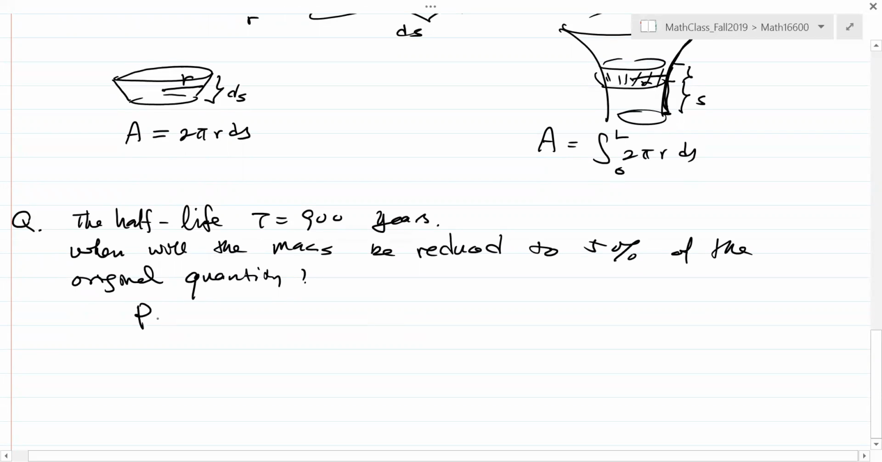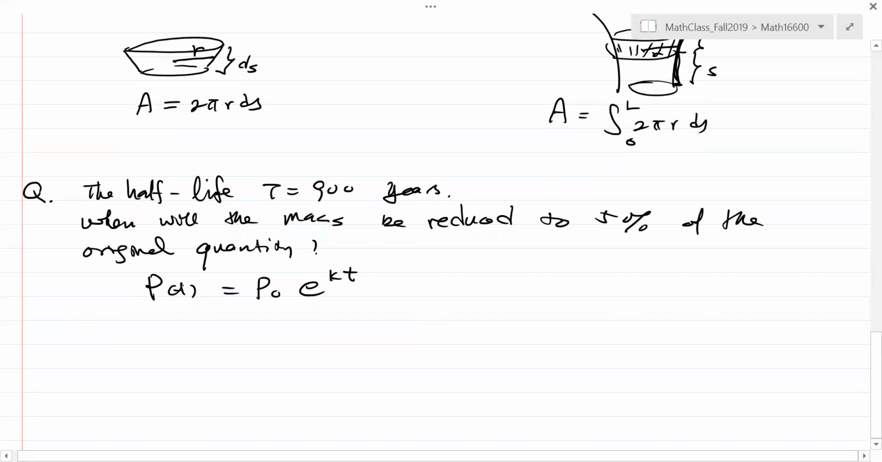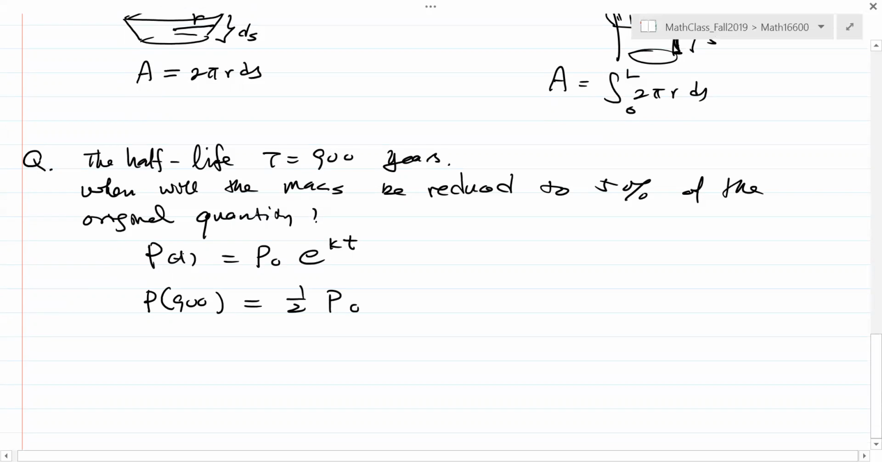So first of all, you write down the formula. You can use Q, you can use P, P is population, right? And that is P of t is going to be P0 e to the kt, okay? Write down that formula first. Decreasing means k is negative, okay? Half-life means when t equals 900, when P equals half of the original quantity.